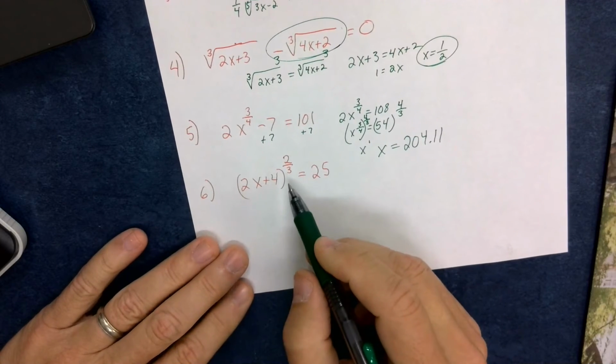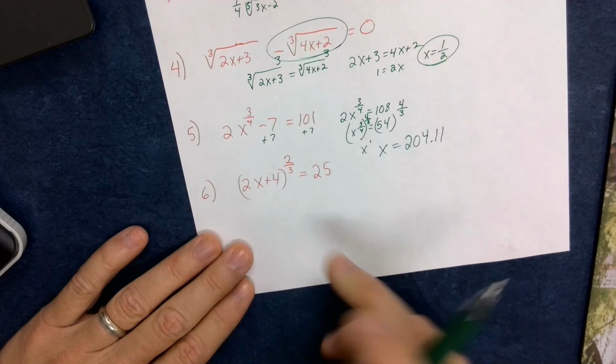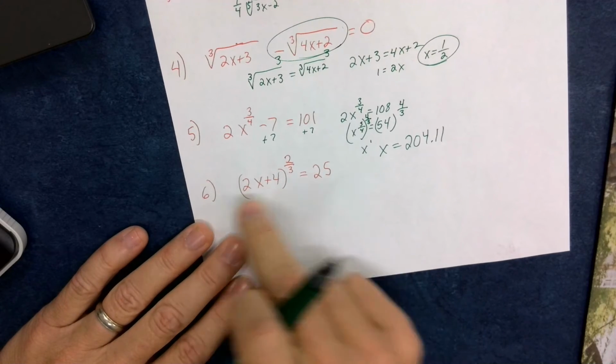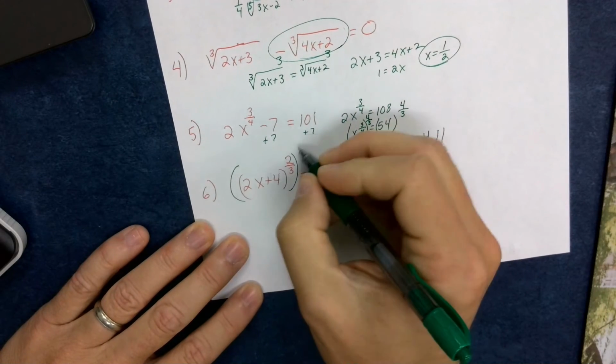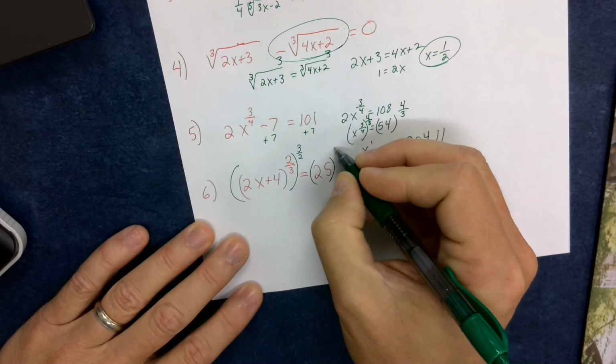Okay, so let's try one more right now. So how do I undo this? How do I undo this? Well, this is all by itself. I don't need to move anything left or right. This whole thing is being raised to the 3/2 power. So I'm going to raise that entire side to the 2/3. And if I do it to one side, I have to do it to the other.